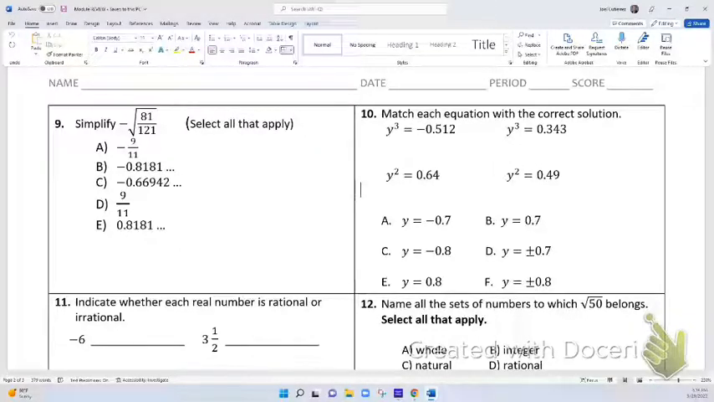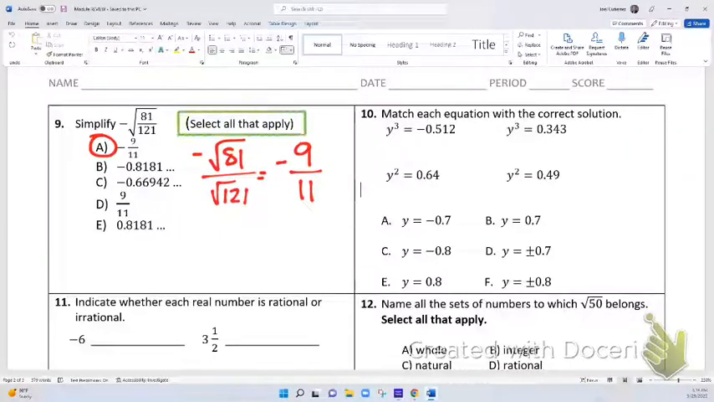So here we go. For number 9 it says simplify negative square root of 81 over 121. As I've told you guys in class, I always like to split them up. So I like to do the square root of 81 and the square root of 121. Remember that there's got to be a negative. The square root of 81 ends up being 9. Square root of 121 gives you 11. So first and foremost, A is going to be one of the answers.